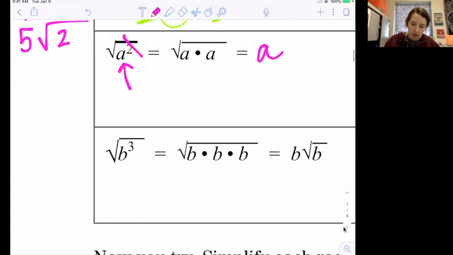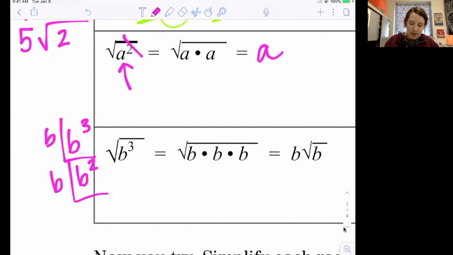Okay, B cubed, so I have B to the third power. So anytime we're dealing with variables, I have B to the third power. If I divide that by B, B cubed divided by B is just B squared. Divided by B is just another B. B squared divided by B is B. Okay, looking for pairs, I have one B that pairs up, so he comes outside the radical. I have one B left over, so he stays inside the radical.